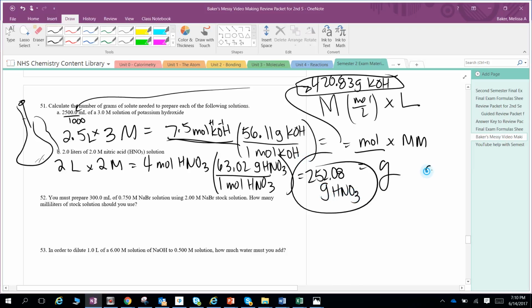Same thing, to make this one, I would put 252 grams of the HNO3 in a 2-liter flask, and then I would fill to the line with water and make sure it was fully dissolved to have my 2 molar solution.